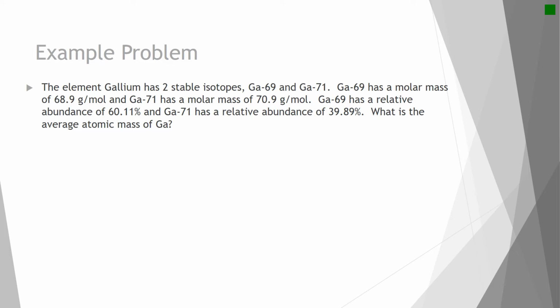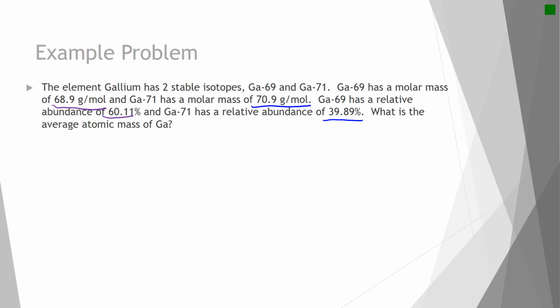The element gallium has 2 stable isotopes, gallium-69 and gallium-71. Gallium-69 has a molar mass of 68.9 grams per mole, so you're going to use that for its mass, not that 69. If I didn't give you this number, then you would use the 69 as its mass. So we're going to use this as its mass. And gallium-71 has a molar mass of 70.9 grams per mole. Gallium-69 has a relative abundance of 60.1%, and gallium-71 has a relative abundance of 39.89%. So what that means is that 40% of the time, rounded, I would choose gallium-71 if I had a bag of gallium. Okay. What is the average atomic mass of gallium?